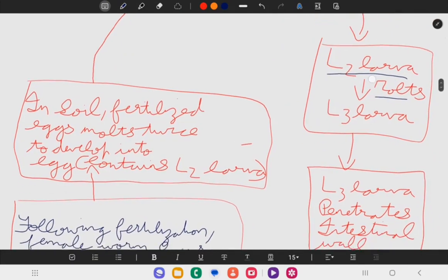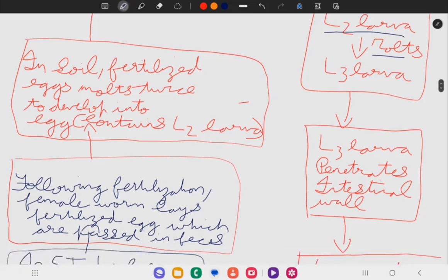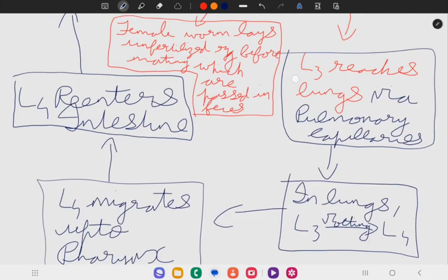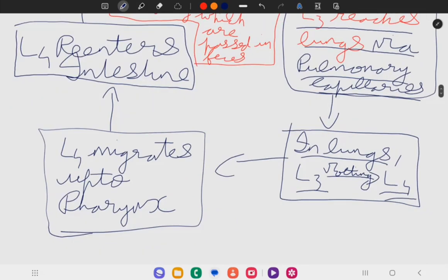L2 larva molts to develop into L3 larva, and L3 larva penetrates the intestinal wall to reach the right side of the heart via portal circulation. From the right side of the heart, L3 larva reaches the lungs via pulmonary capillaries. In the lungs, L3 larva undergoes molting to develop into L4 larva.